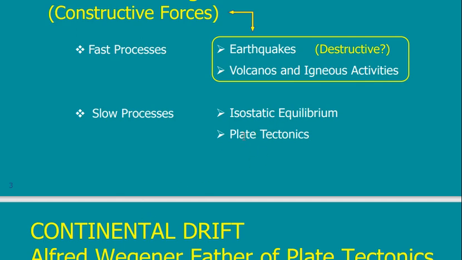Plate tectonics, the movement, how the earth splits into small plates and how these plates move, takes a very long time. But between these plates, there may be a fast process, with some energy released outside, causing an earthquake. So earthquakes and volcanoes are fast. Isostatic equilibrium and plate tectonics: plate tectonics is the movement of the plates horizontally, and isostatic equilibrium is the movement of these plates vertically. So this is a slow process.